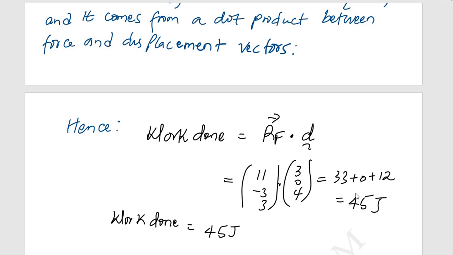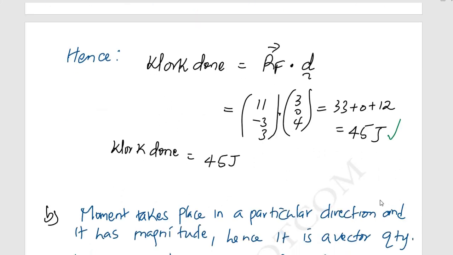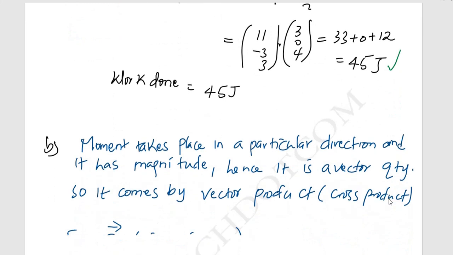At the end of the day, when you sum 33 plus 12, it will give you 45 joules. So the work done here is 45 joules.